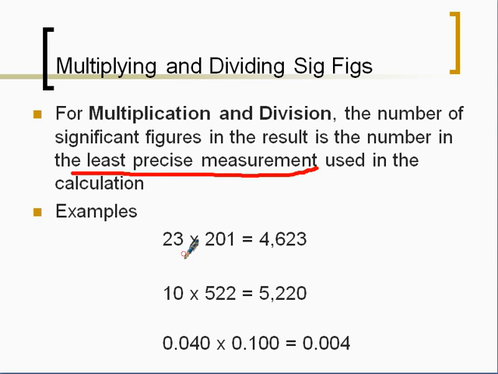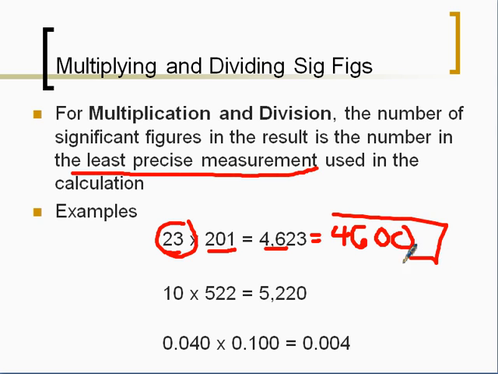So in my 3 examples here, in the first one I have 23, which has 2 sig figs, and 201, which has 3. Since my least number is 2, I'm only going to carry 2 sig figs in my answer. So I only use 46. So the answer I would use is 4600. And I would put no decimal point to show that those 2 zeros are not significant. So this would be my answer for this.